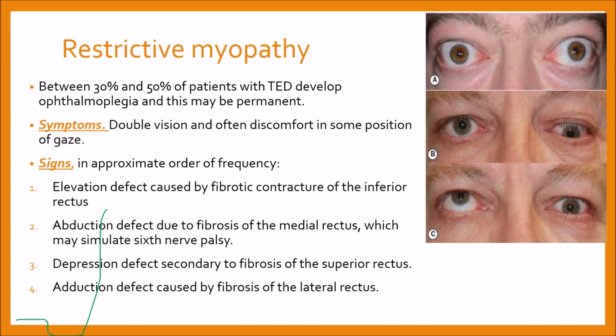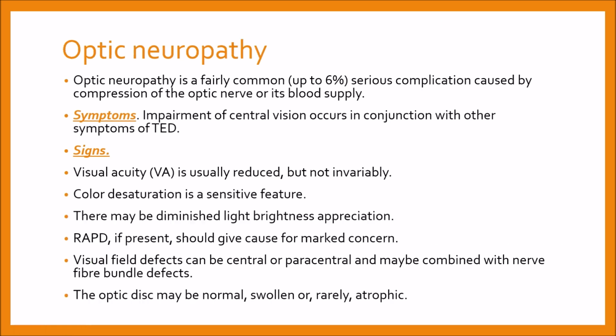Now, going forwards, the next is optic neuropathy. It is fairly common in up to 6%, and serious complications caused by compression of optic nerve or its blood supply at the orbital apex by the congested and enlarged recti and swollen orbital tissue. Such compression, which may occur in the absence of significant proptosis, may lead to severe visual impairment if adequate and timely treatment is not instituted.